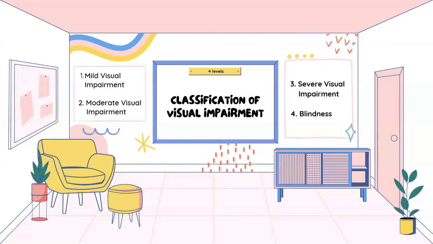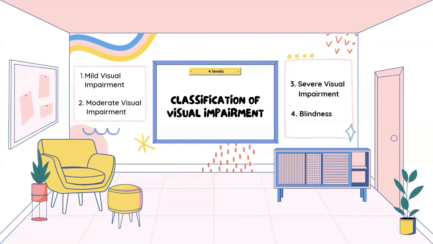The first level is mild visual impairment. A person with mild visual impairment may struggle with fine details but can still perform most tasks independently. They might need high contrast colors, larger fonts, or brighter lighting. For example, a student may need larger texts in books but can still read without assistive technology.